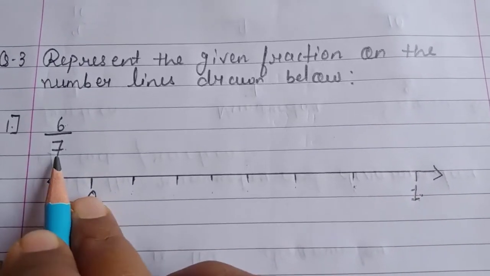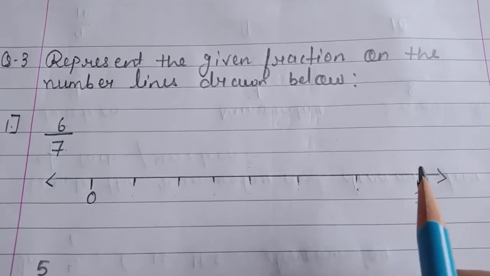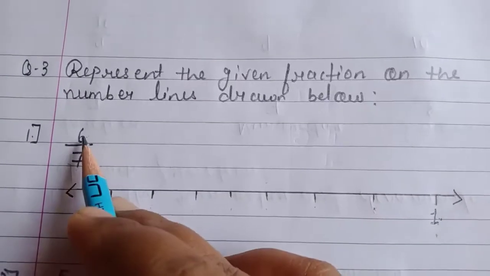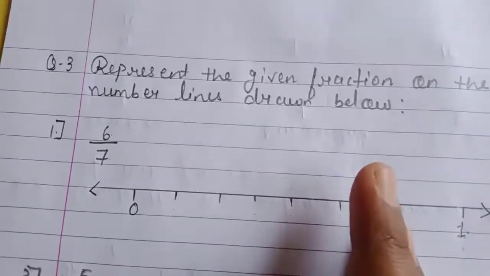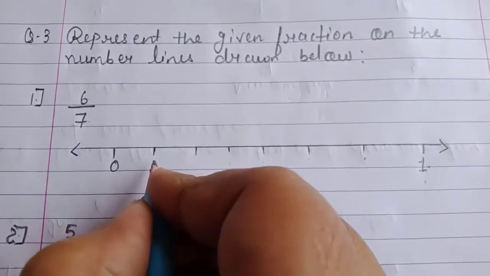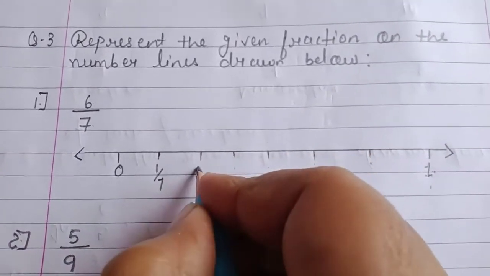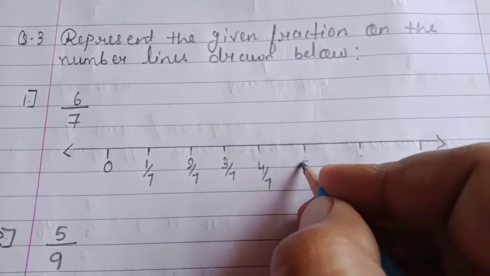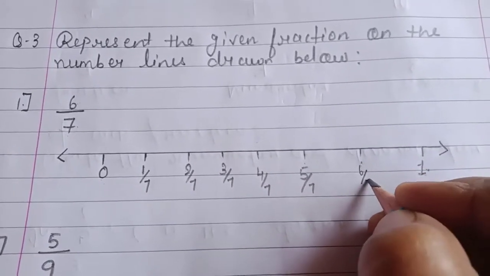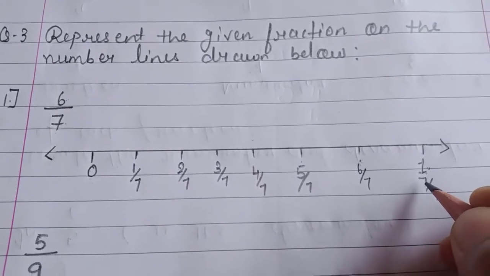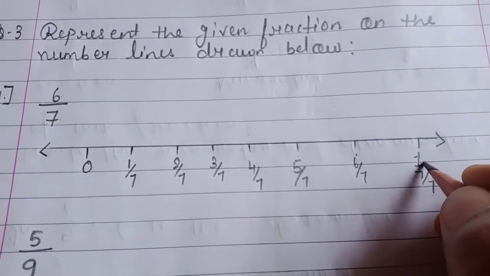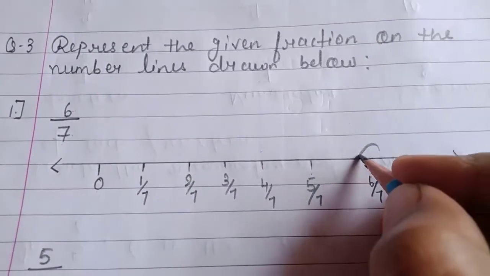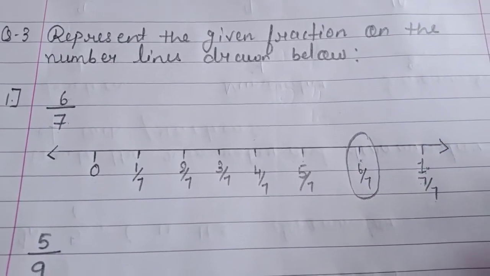Okay, whichever number is in the denominator, that many equal parts we have to separate, and we have to include 1 also, not 0. Okay, now which number is in the numerator? 6. Now we have to place it on a number line. So starting here we will write 1 upon 7, then 2 upon 7, then 3 upon 7, then 4 upon 7, 5 upon 7, 6 upon 7. Here 7 upon 7, when both numerator and denominator are the same, it will be 1. Okay, now we have to represent 6 upon 7. So where is 6 upon 7? This. So we have to circle it, 6 upon 7.